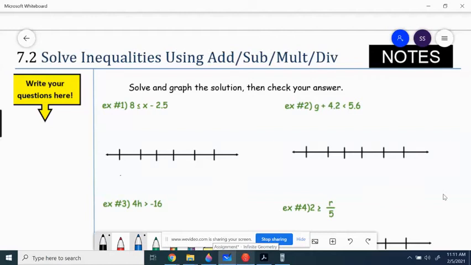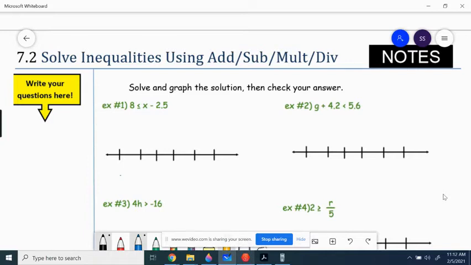All right, this is 7.2, Solving Inequalities Using Addition, Subtraction, Multiplication, and Division. So last week we looked at graphing out inequalities. This week we need to do a little bit of solving and then we can graph them out. So what we're going to do is solve these inequalities, graph them out, and then check our answers. So let's look at example 1.